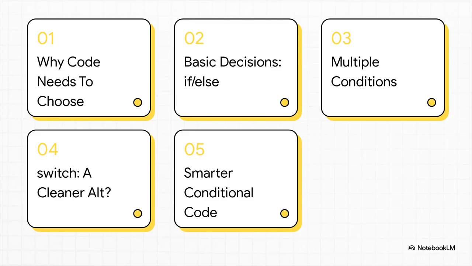So here's what we're going to cover. First, we'll get into why this is so important, why our code needs to choose in the first place. Then we'll jump into the absolute fundamentals with if and else. From there, we'll see how to handle lots of different options, check out a neat alternative called the switch statement, and then wrap things up with some pro tips for writing smarter, cleaner code. All right, let's get into it.